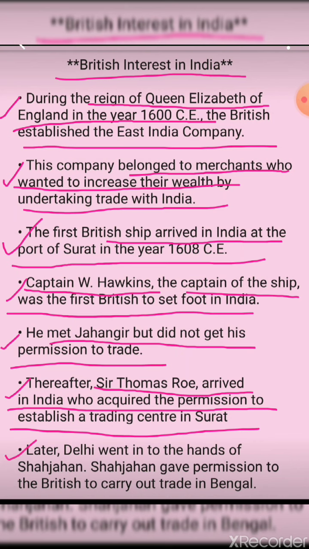Next. Later, Delhi went into the hands of Shah Jahan. After Jahangir, the throne of Delhi was ruled by Shah Jahan. Shah Jahan gave permission to the British to carry out trade in Bengal. That means one trade was carried out in Surat, and the second trade was carried out by taking the permission of Shah Jahan, that is in Bengal.